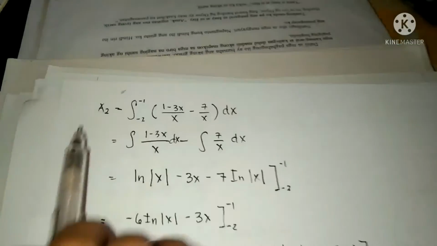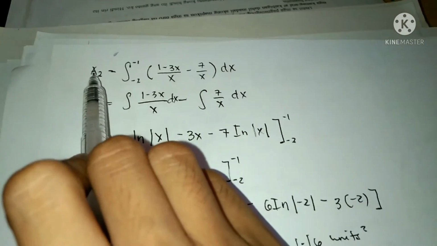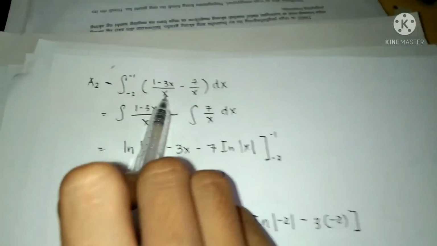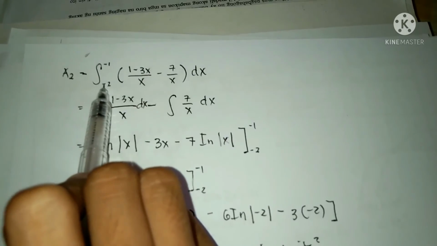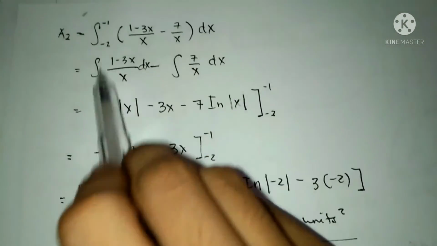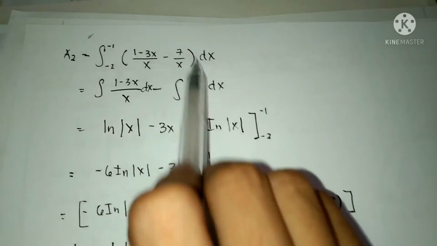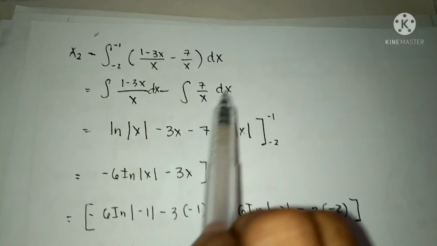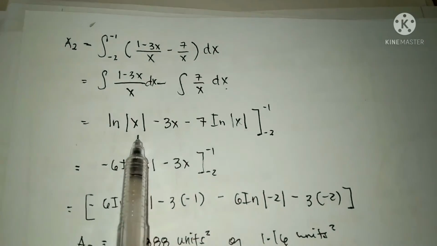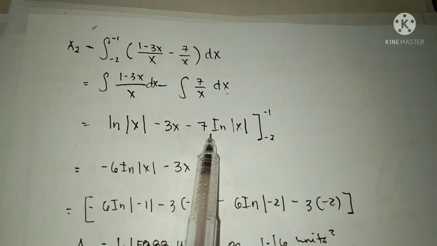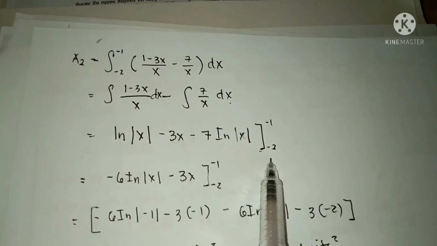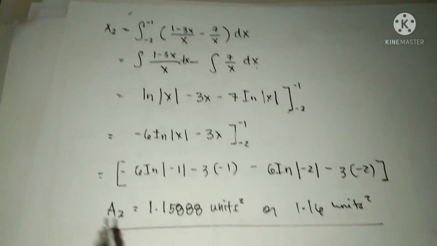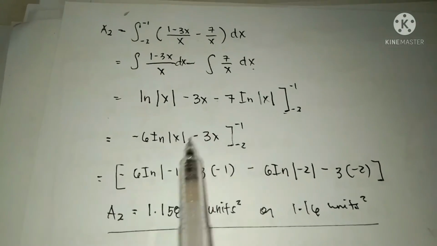So, next, kunin naman natin yung value ng pangalawang area natin, so, the integral of (1 minus 3x) over x minus 7 over x dx from negative 2 to negative 1 naman. Paghiwalayan natin tong i-integrate. So, the integral of (1 minus 3x) over x dx minus the integral of 7 over x dx. So, it is equal to ln of x minus 3x minus 7 ln of x. Then, the lower and upper limit, which is negative 2 to negative 1, is equal to negative 6 ln of x minus 3x.